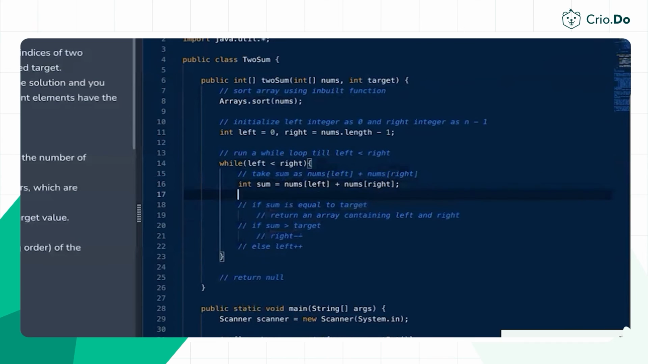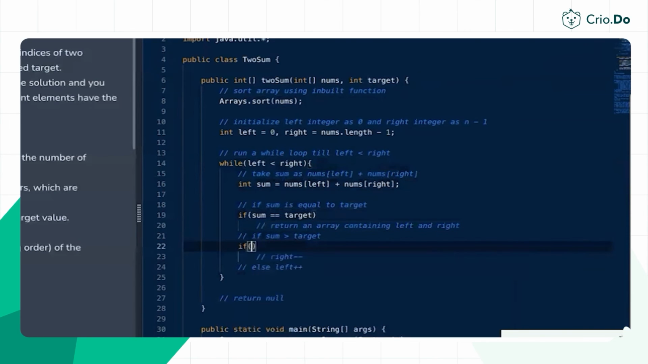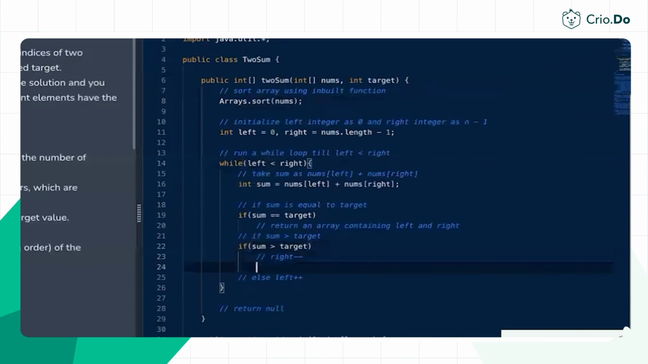There are three scenarios as discussed. If the sum is equal to target, if the sum is greater than target, if the sum is smaller than target. So if sum is greater than target, and finally the last else will be for smaller than target. Let's add else here also. Even if you do not want to add it, you can still just omit it.